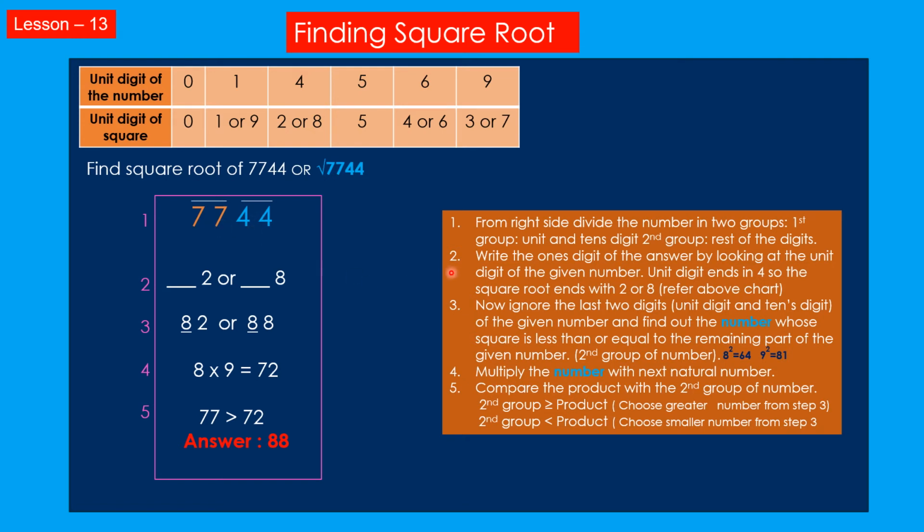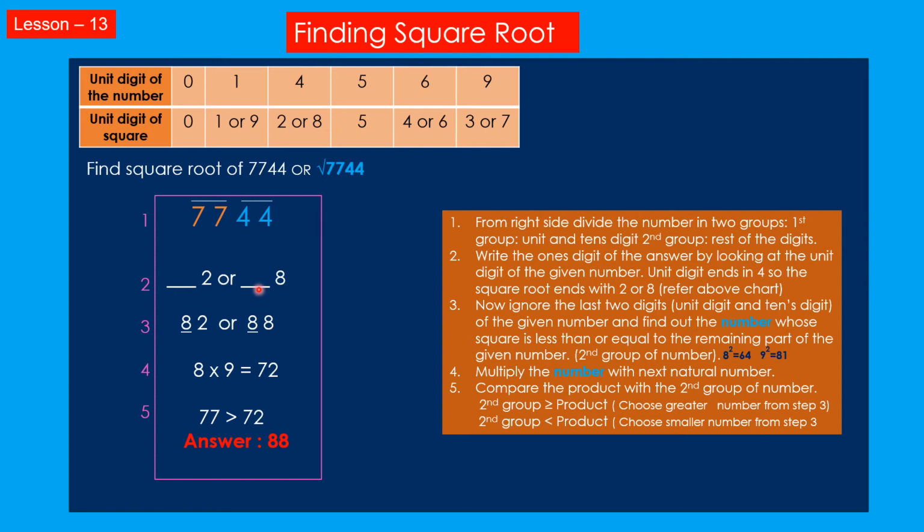Now second step, what do you do? Write the ones digit of the answer by looking at the unit digit of the given number. The unit digit is 4. By looking at the unit digit, we can find the unit digit of the answer. If the unit digit ends with 4, then the unit digit of our answer can be 2 or 8. So we write here 2 or 8, and we don't know the tens digit of our answer.